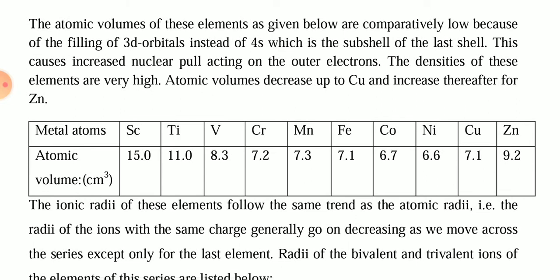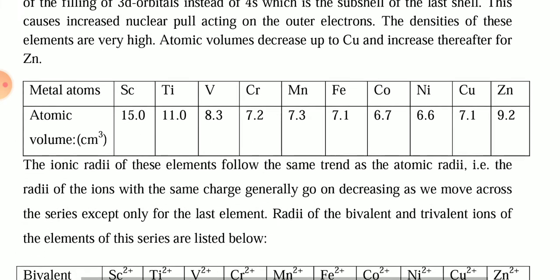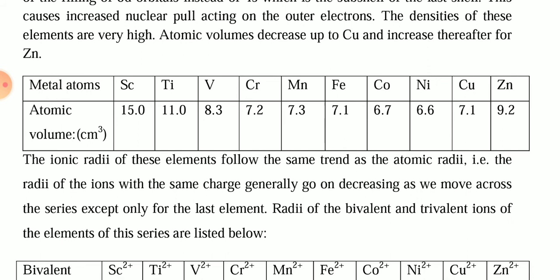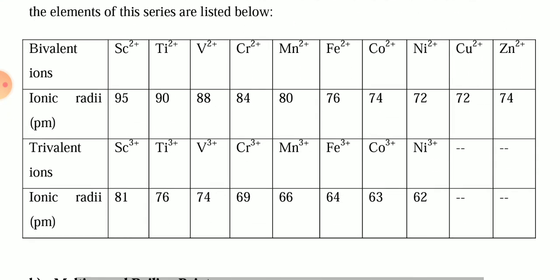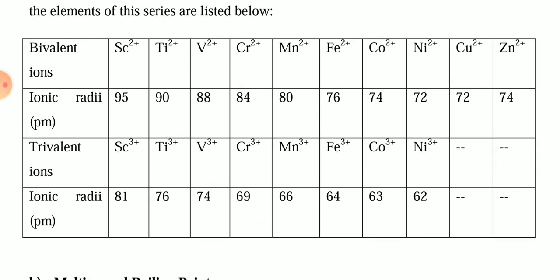Okay, there is the atomic volume. We can also see that the atomic volume decreases from scandium to zinc. Okay, so this is the trend of the atomic radii, and ions with the same charge generally decrease in size as we move across the series from the first to the last element. Okay, here you can see the ionic radii of the trivalent ions, and the comparison between +2 and +3 oxidation states. There is a difference with the change in oxidation state. The lower oxidation state has a higher ionic radius.